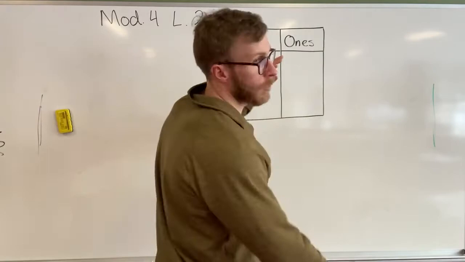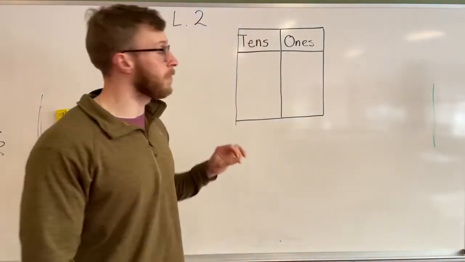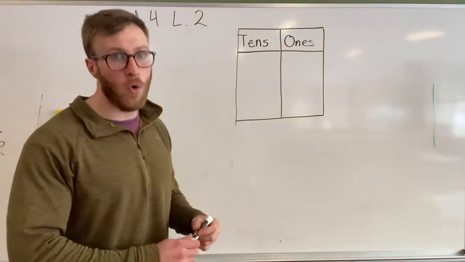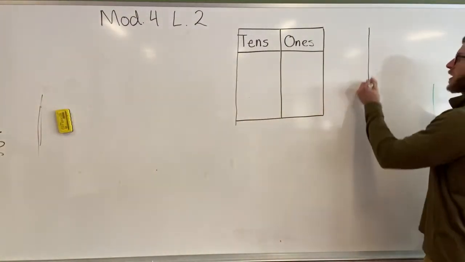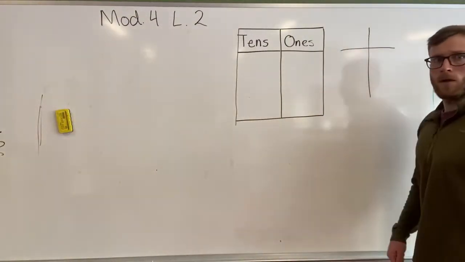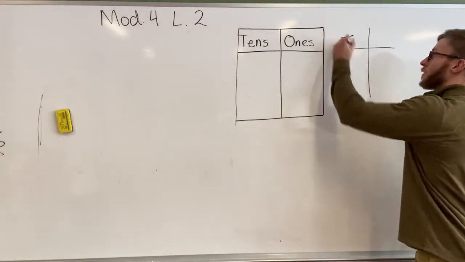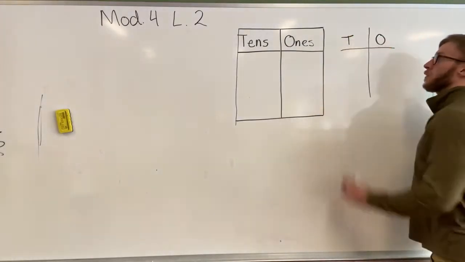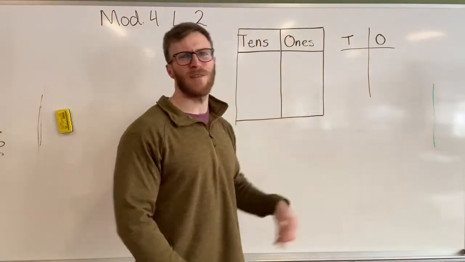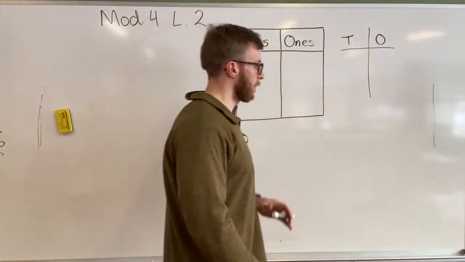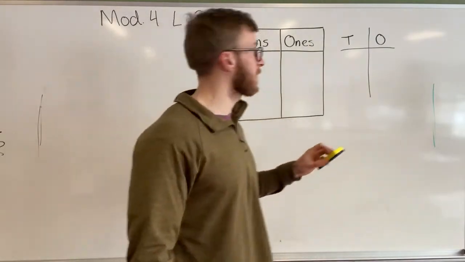If you want to draw out, please draw out your own place value chart. You can draw it just like mine, or a little easier way is to draw a really big T and put T for tens, and O for ones. So that's another way you could draw it right here if you want to save some time. I'm going to leave this one up just so it's nice and neat and organized.